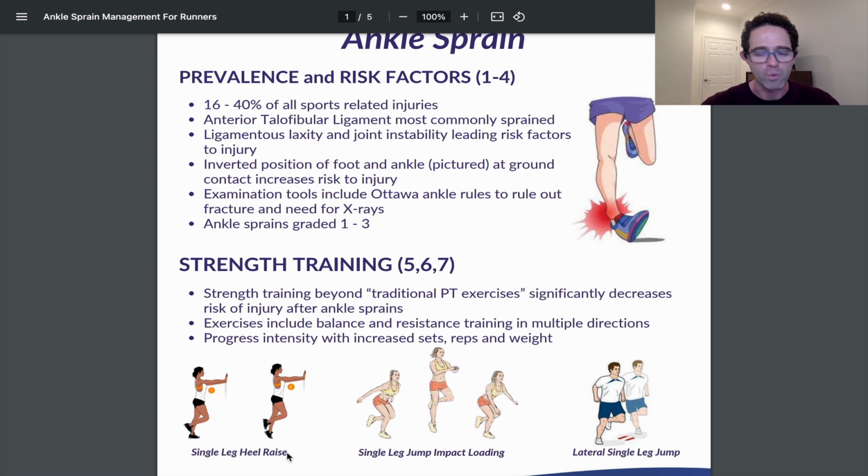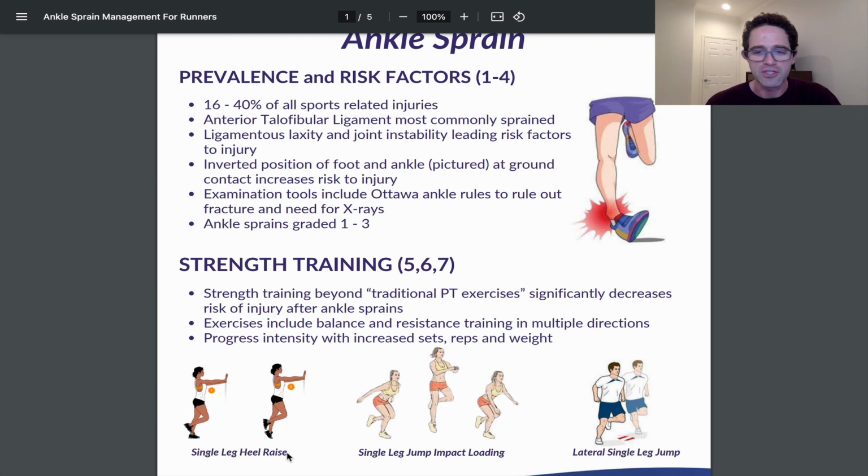Now, again, you can add weight, you can add sets, you can add reps. And I said some people go as high as they can when they jump, because if you can go as high as possible and then land with good form, then I want you to do it. However, if you're not able to land with good form, I don't want you to do that.